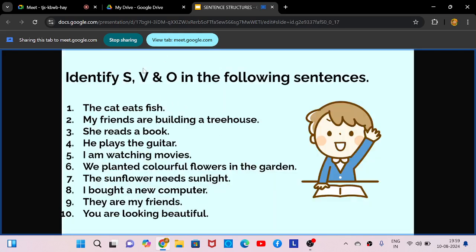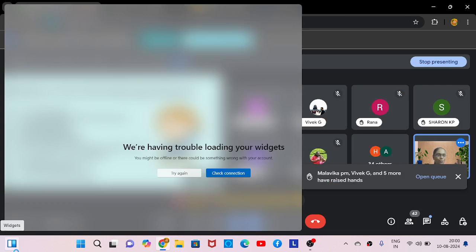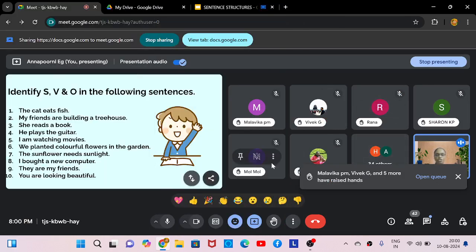So this is an activity for you. Identify subject, verb and object in the following sentences. So each person can take one activity and do.